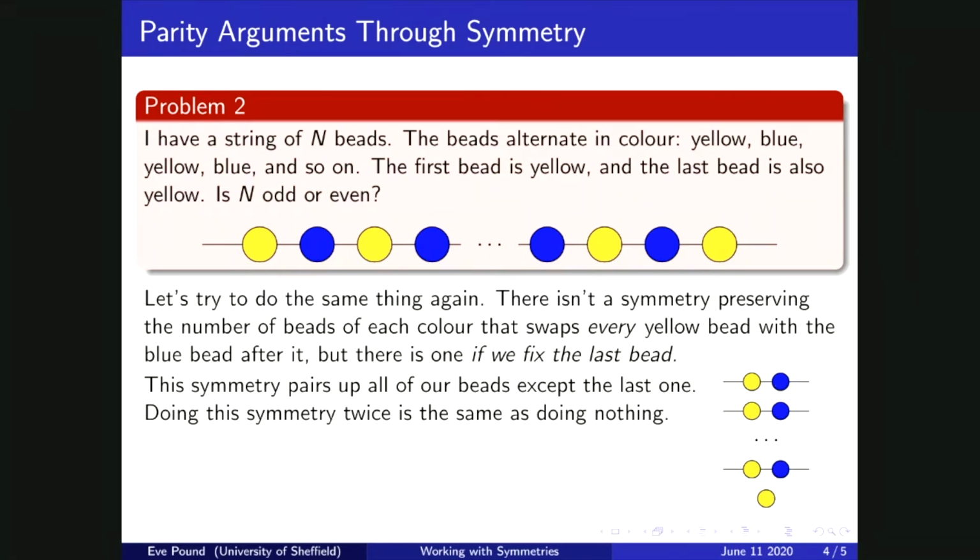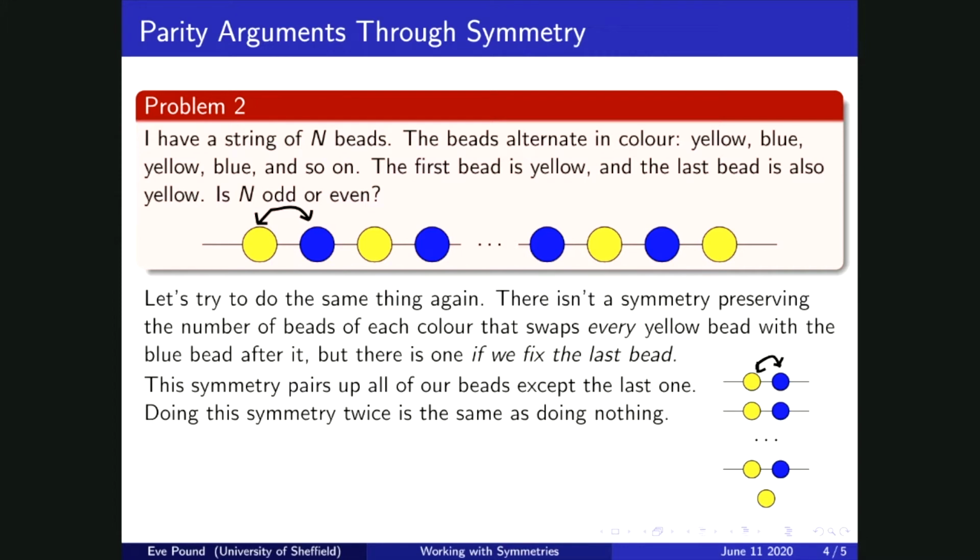And again, doing the symmetry twice, if I say swap these two things over and then swap them back, that's the same thing as doing nothing at all. So that means that if I look at where you are sent by this symmetry to this yellow bead, it says, okay, I'm sent to this blue bead. And if I look at where you are sent by this symmetry to the blue bead, it says, oh, I'm sent to this yellow bead.